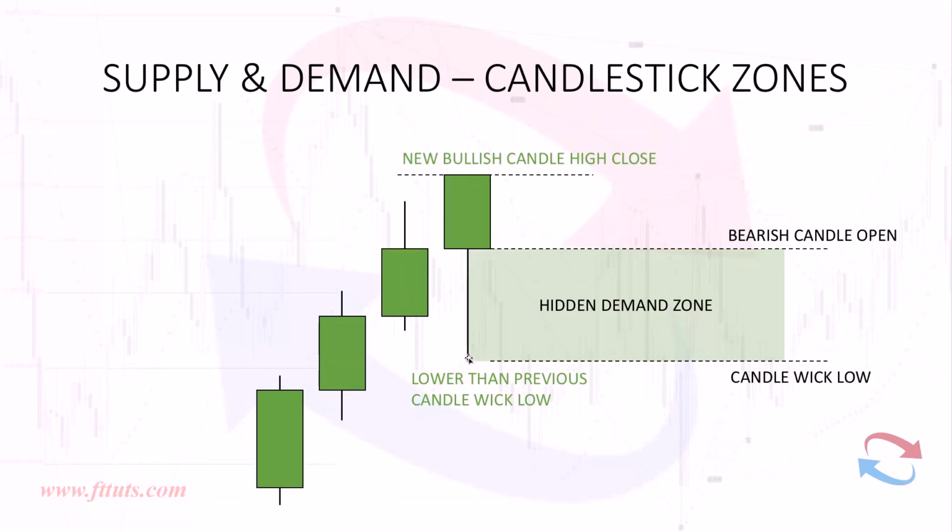This is where buyers throughout the day came in, saw this as potential, an absolute bargain, so much so that they pushed prices higher. So this type of candle, where you see this type of situation with bullish candles, or even a bearish candle in the sequence, is what is known as hidden demand.